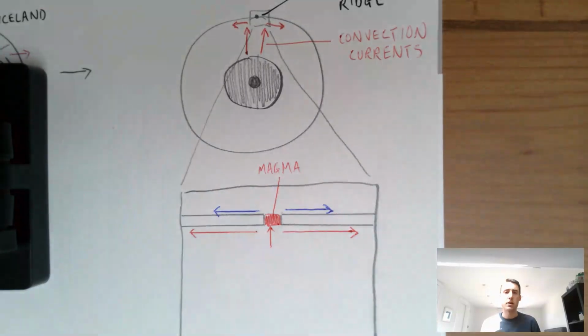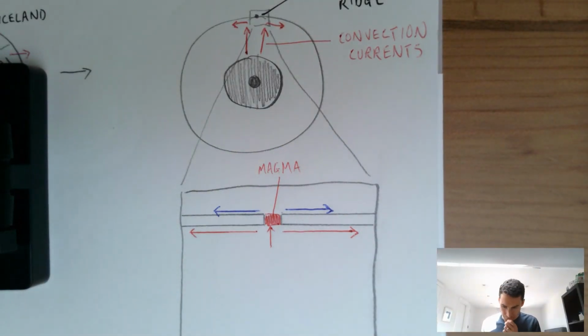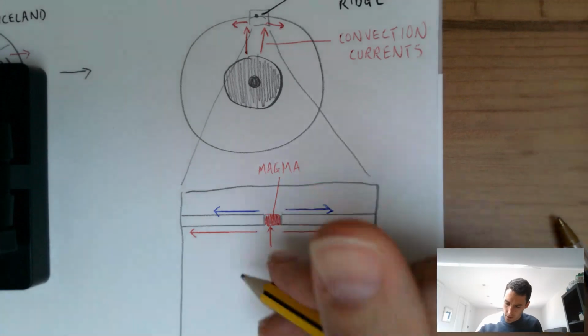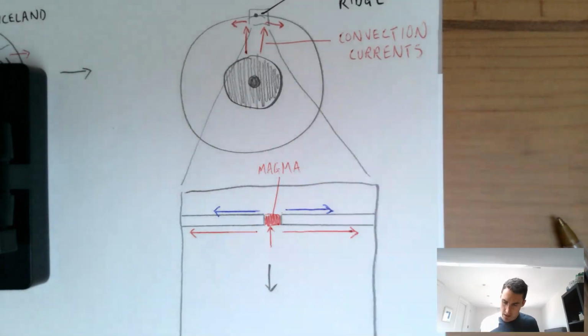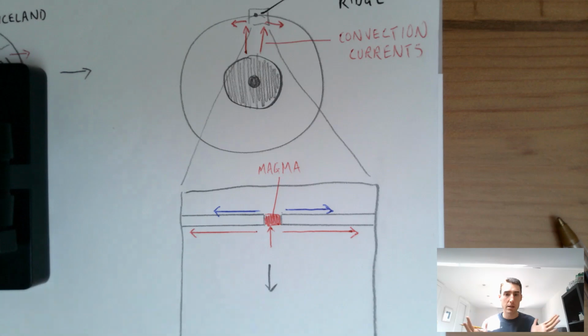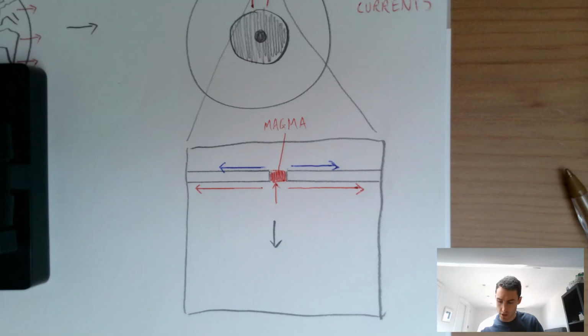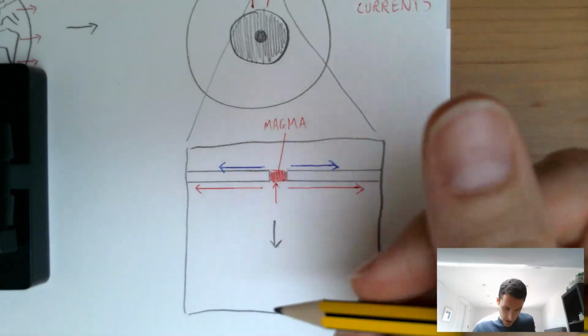Some hot magma comes up and fills the gap. But what's going to happen over time is that that magma is going to cool, it's going to solidify, and essentially that forms new crust. So over time what you see is the following.